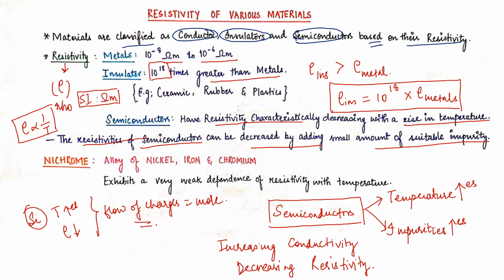So this is the relation of semiconductors to the temperature, to the impurity with respect to its conductivity and its resistivity. Now let's say a little about the resistivity. I'll give you the brief. What is resistivity?